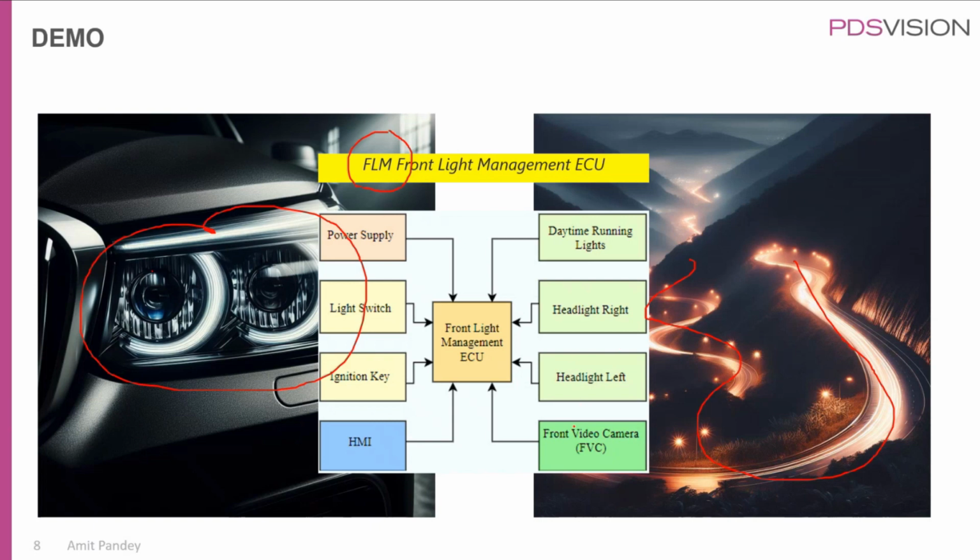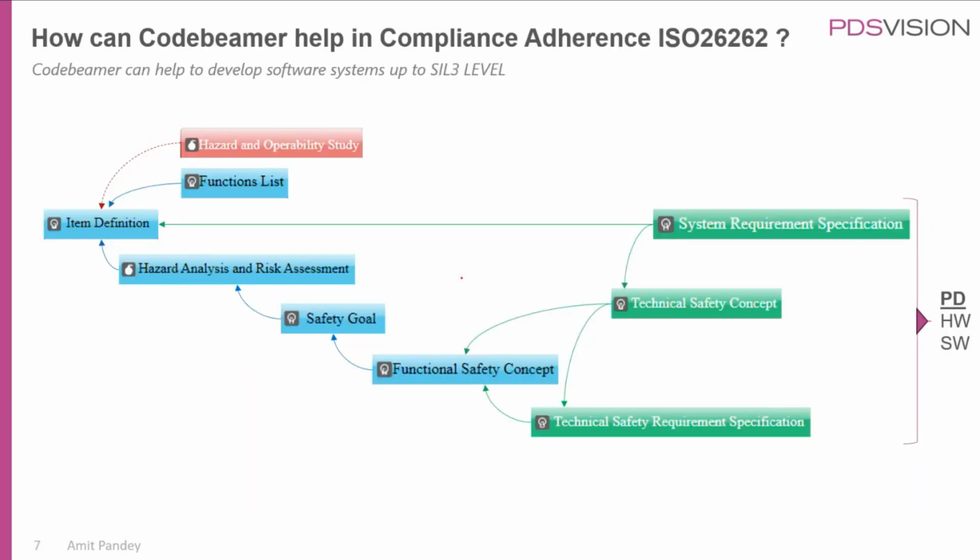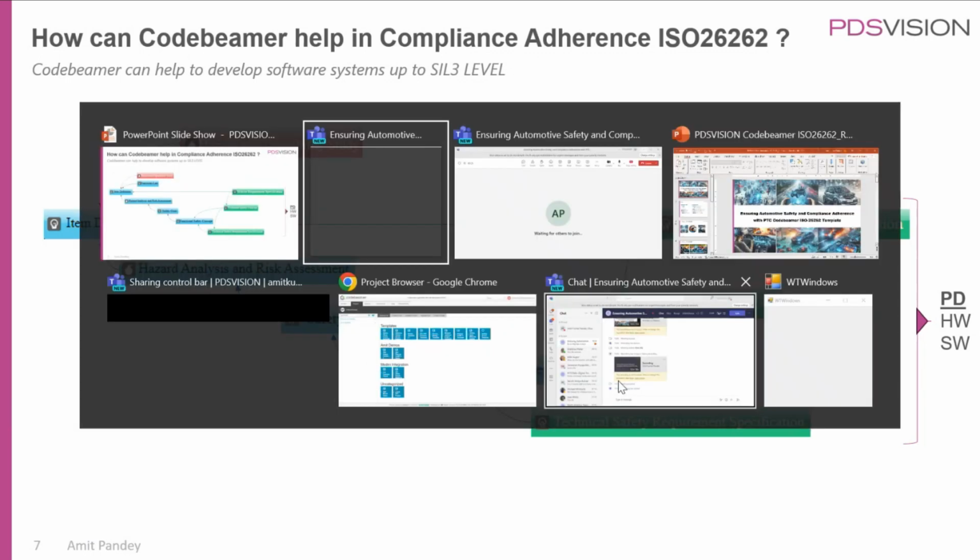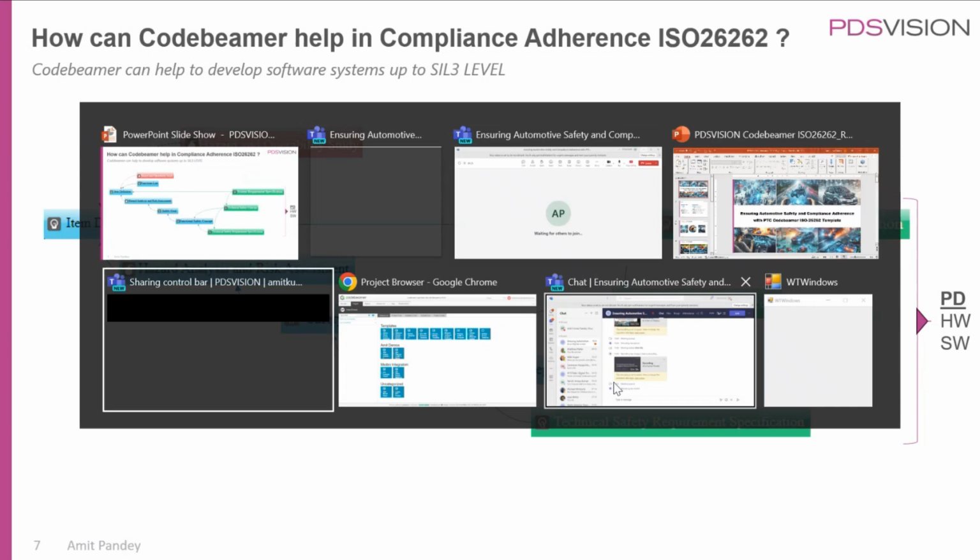So those are the things which come into play when we talk about functional safety, and that is what we'll see, how Codebeamer helps you to follow this and make sure that you're following a process and developing a high quality product. Therefore, with this, let me get into the system.